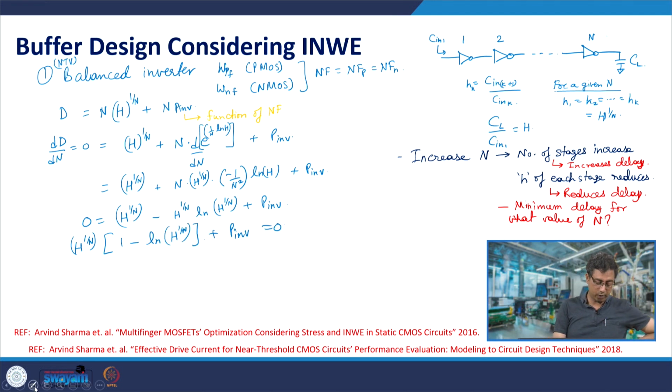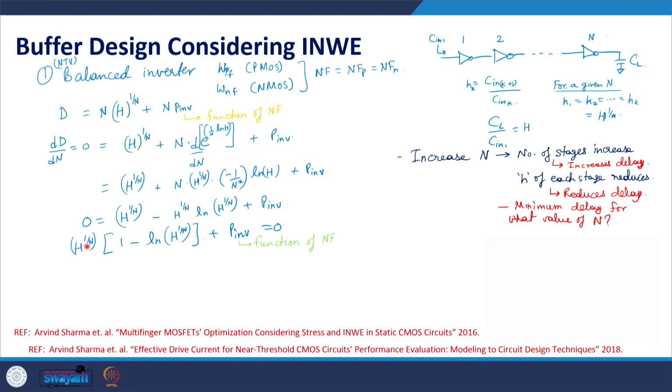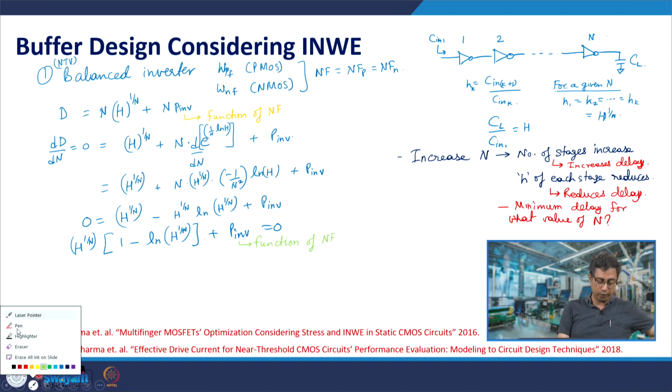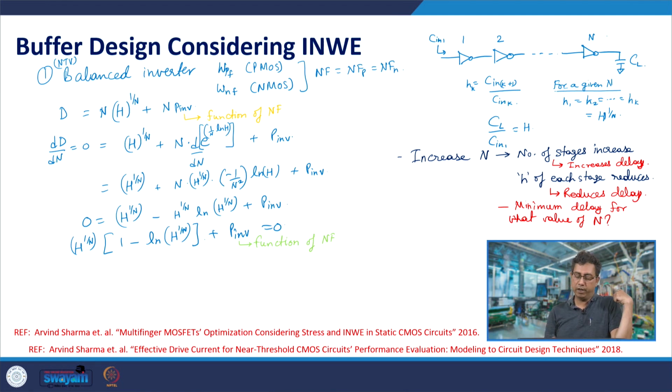Here, as we had already discussed, this is a function of number of fingers. So, our method would be that first fix the number of fingers, obtain a balanced inverter, as we have said. So, first obtain a balanced inverter for a given number of fingers. Minimize the delay by fitting into this expression, by changing the number of stages n and fitting this so that this expression is valid. So, obtain the P inverter for that finger width of the inverter. So, how will you do that? You will have a layout where you maintain that finger width of the inverter.